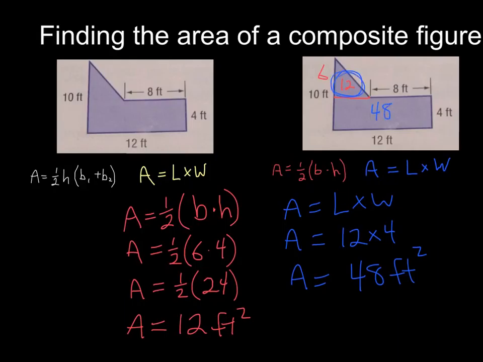Now all I do is add the area of the triangle, which was 12 square feet, and the area of the rectangle, which was 48 square feet, and the total area is going to be 60 square feet.